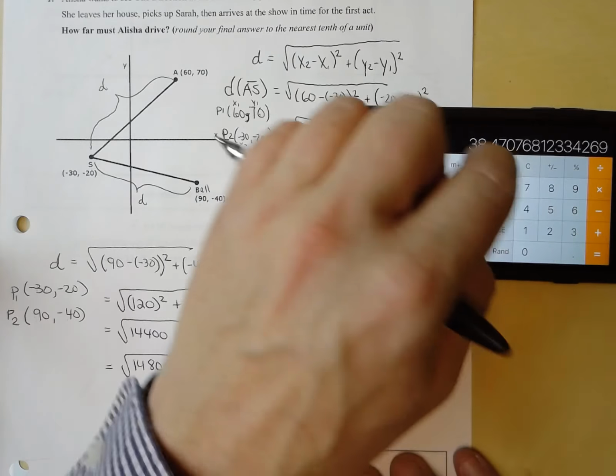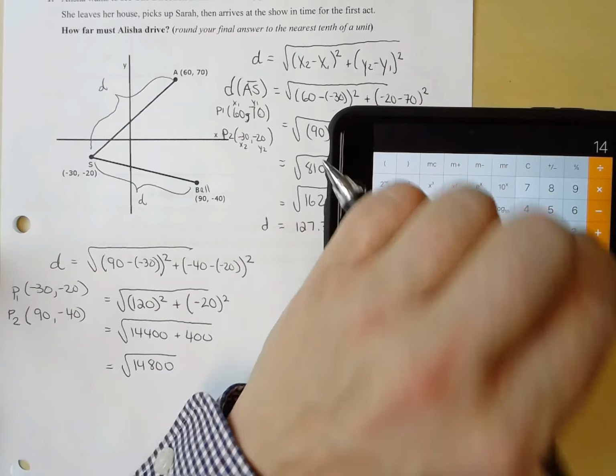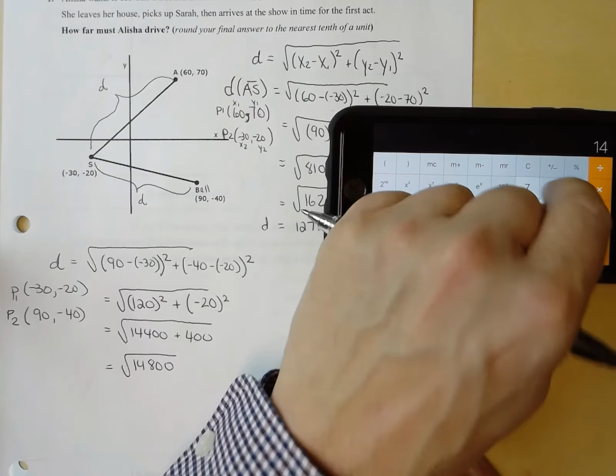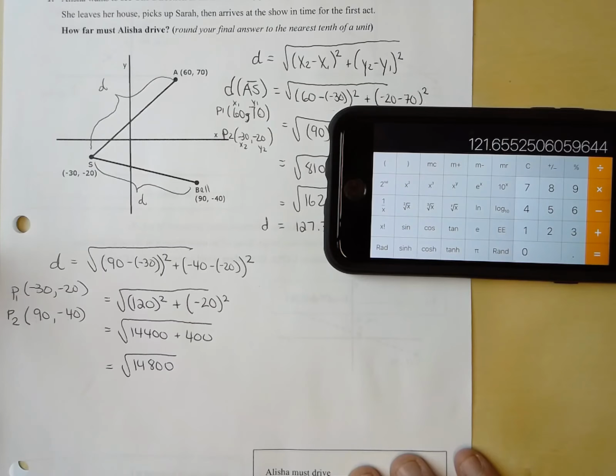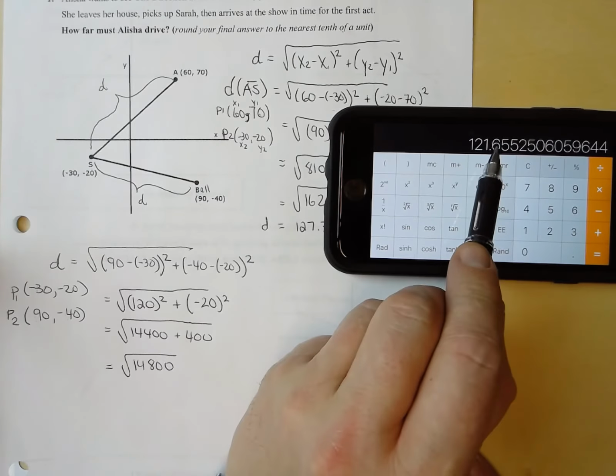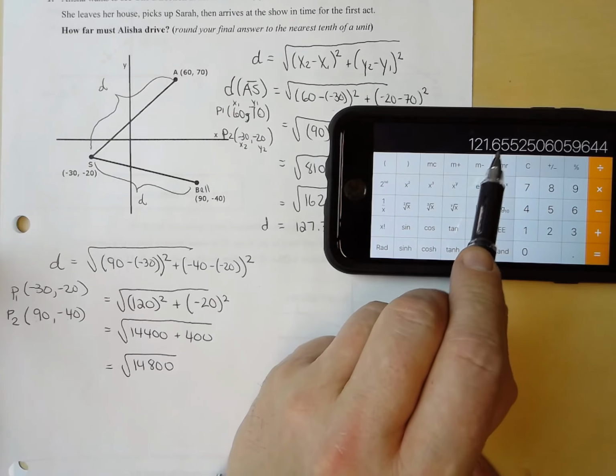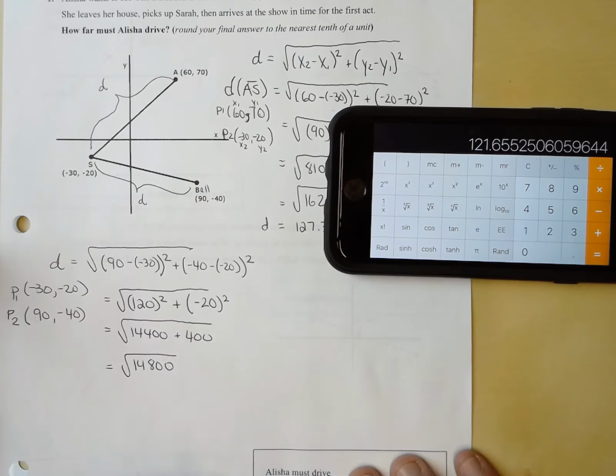Whoops, I did something wrong there. Clear that up. 14,800. There we go. Square root is 121.65. I want one decimal place. So 0.65 becomes 0.7.